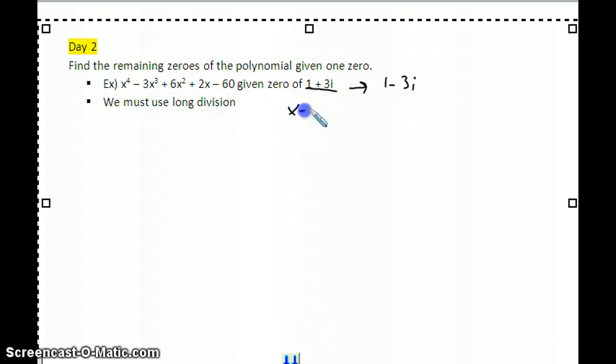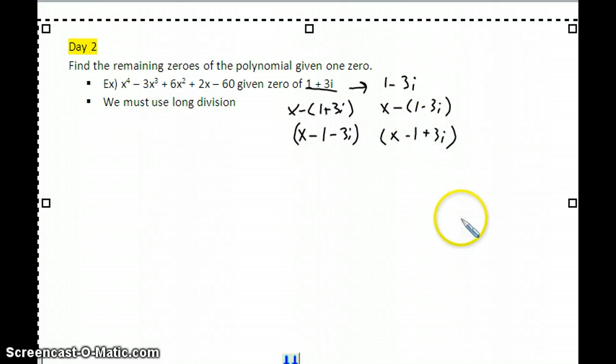We would do x minus the 0, which would really make it become x minus 1 and then minus 3i. And over here it would be x minus 1 and then plus 3i. So if I multiply these together, I'm going to get a degree 2 polynomial that will not have any more imaginary numbers in it. That polynomial will divide evenly into here. So let's multiply these together.